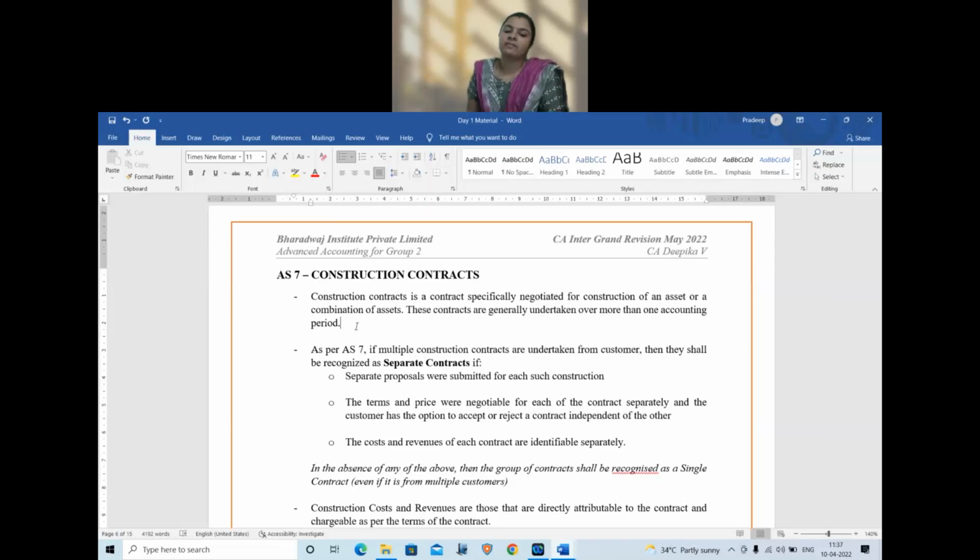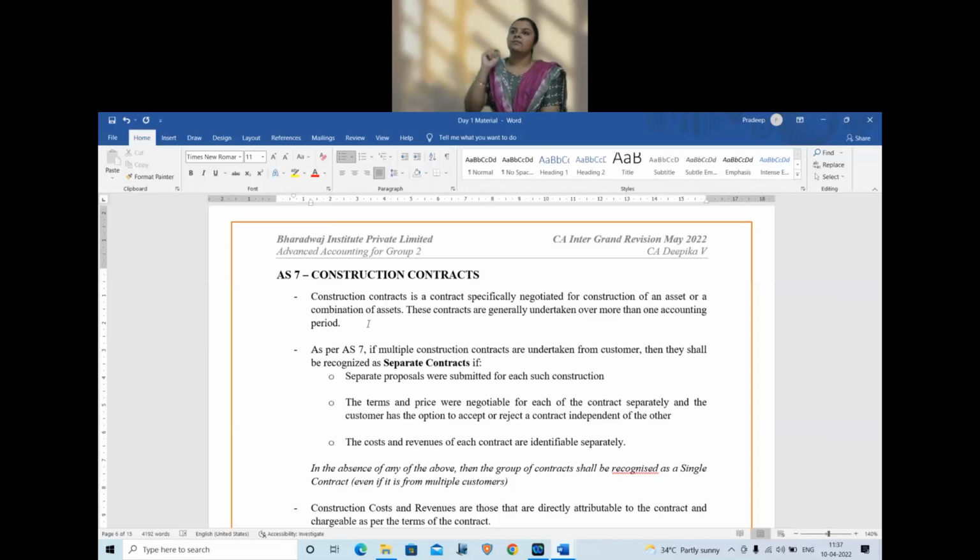In Group 1, you would have learnt about contract costing. Contract costing is basically derived from AS 7. So what you have learnt as practical questions under contract costing is based out of the principles of AS 7. A construction contract is a contract specifically negotiated for construction of an asset or a combination of assets. These contracts are generally undertaken over more than one accounting period. So the purpose is accounting where the contracts span more than one accounting period.